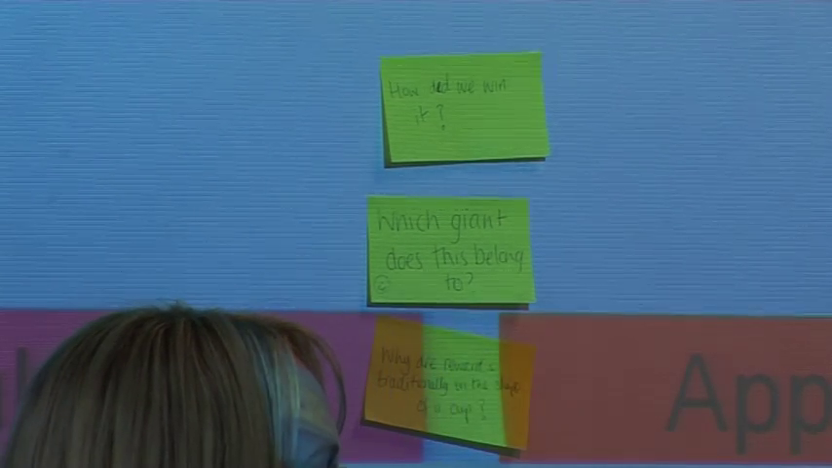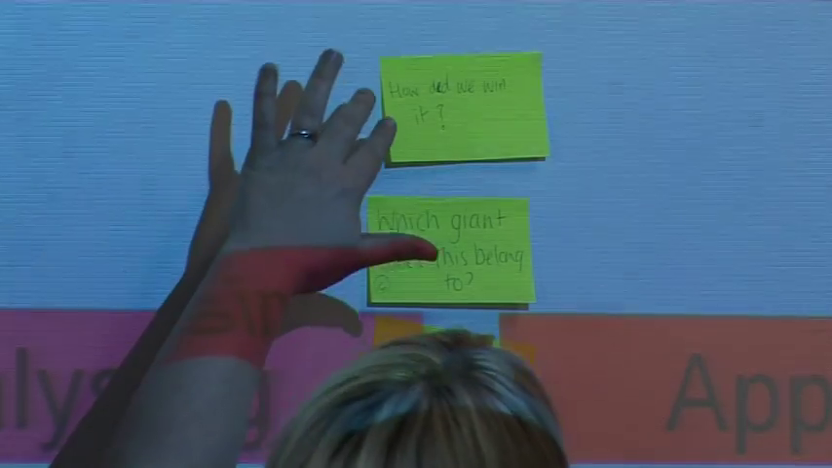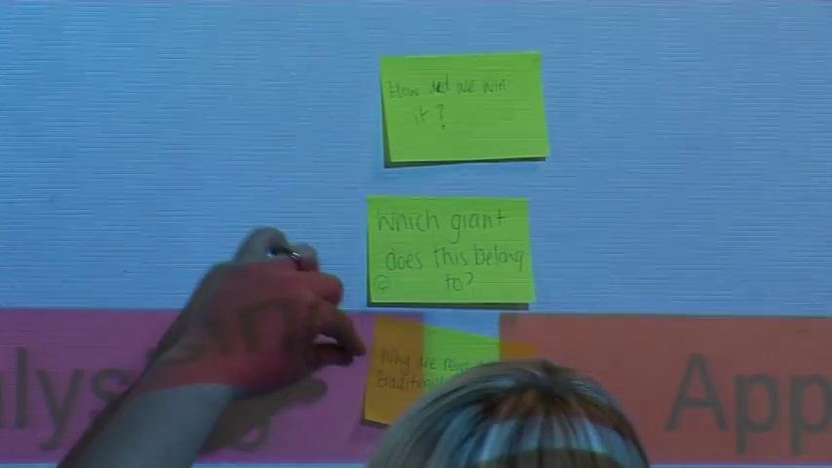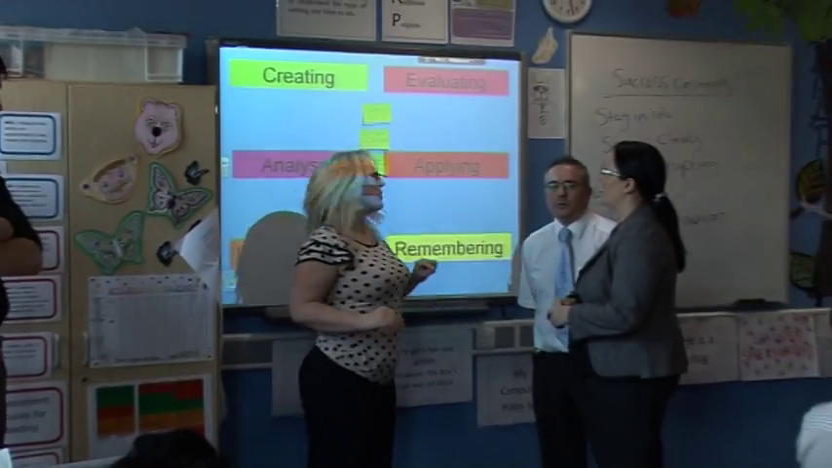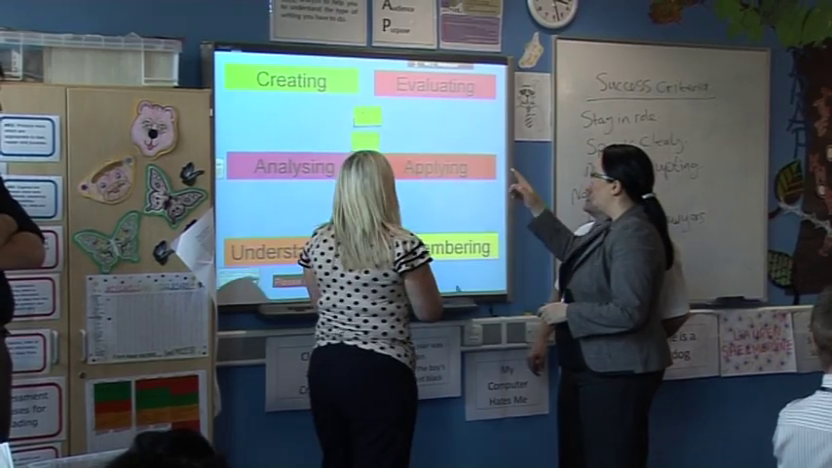Should we read the questions aloud first of all? Where do you want to place it? We've got, how did we win it? Which giant does this belong to? Why are rewards traditionally in the shape of a cup? So you want us to put them in the... Yeah, if you could discuss where you believe you place them, please.